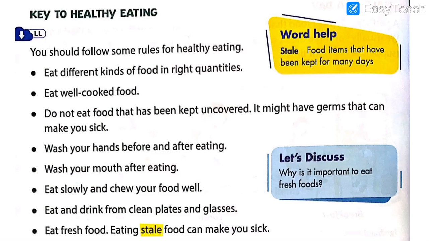So today once again I have brought some key to healthy eating points for you. I want to revise this today because I want you to remember these points. These points are very important for you. You have to follow all these points regularly. Which are they? You should follow these rules. Eat different kinds of foods in the right quantities. All the 3 food groups you have to include in your diet in the right amount.